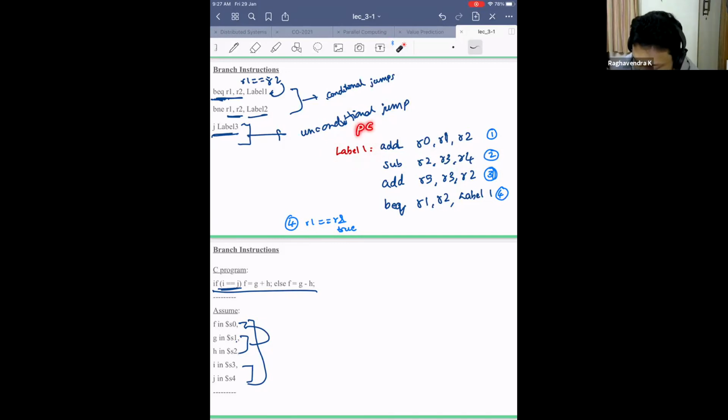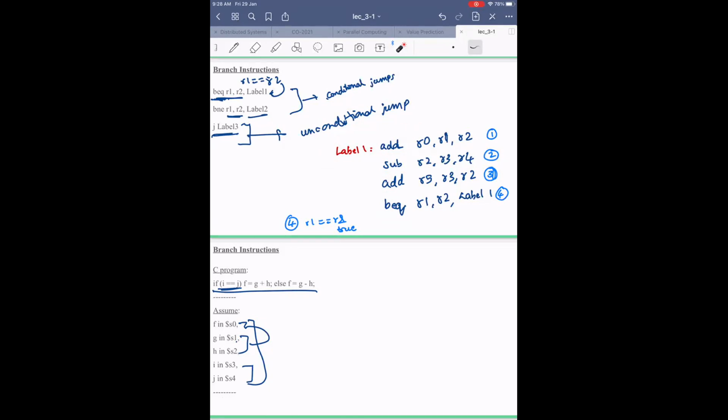So we saw that each instruction has a monotonically increasing program counter value, right? This is the first instruction 0x1, then 0x2, 0x3, 0x4, and so on. So instead of writing 0x1 here, you are just writing label 1. That's the only thing that is different. It's just to make the life of the programmer easier, that's all.